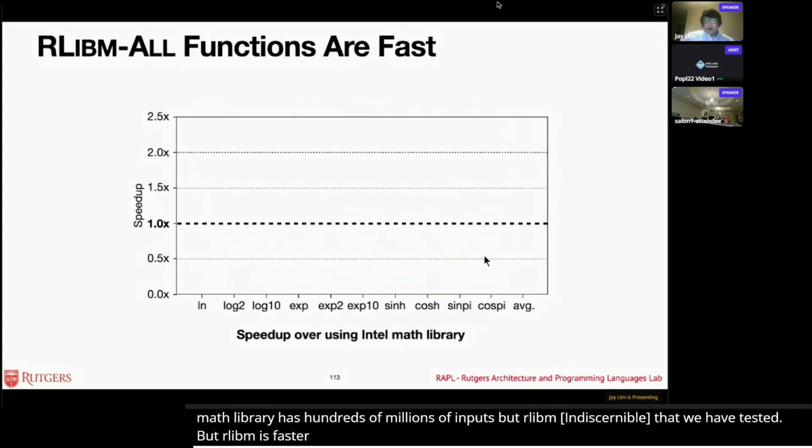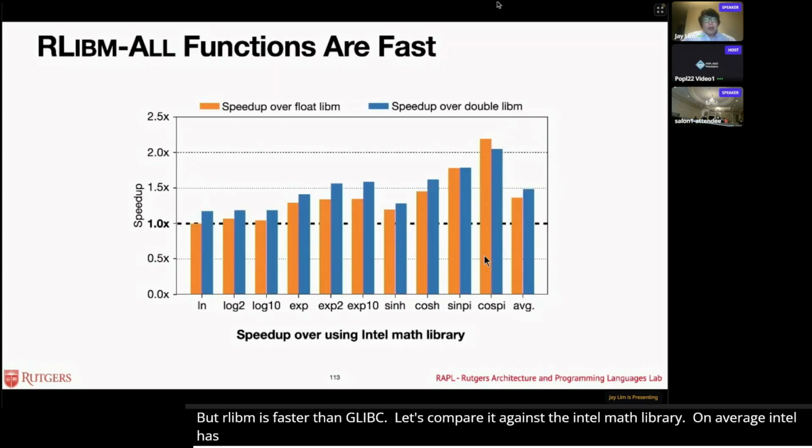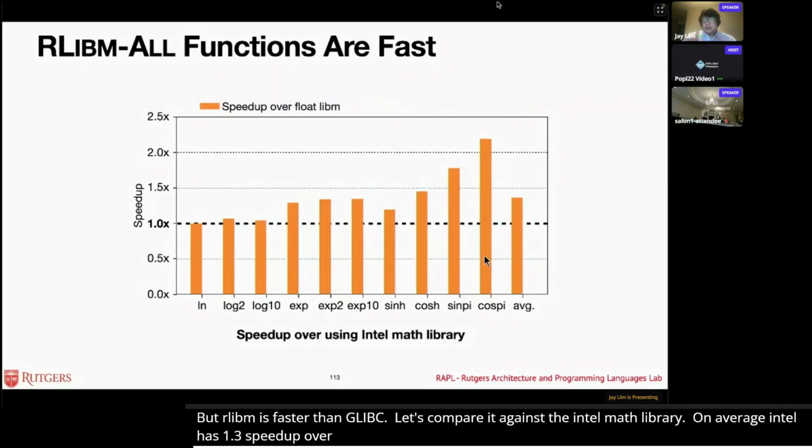Now let's compare RLibMall against the Intel math library. On average, Intel has 1.3x speedup over RLibMall and 1.5x speedup over, uh, RLibMall has. Let me step back a little bit. Sorry.